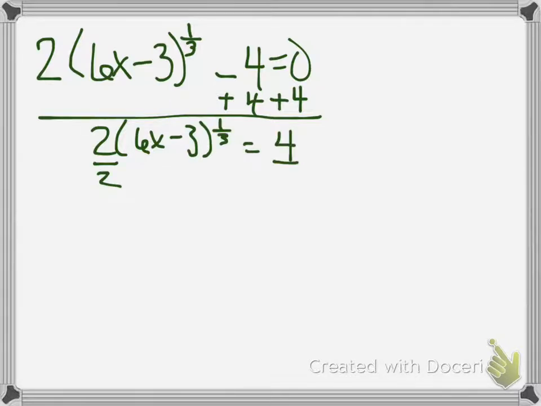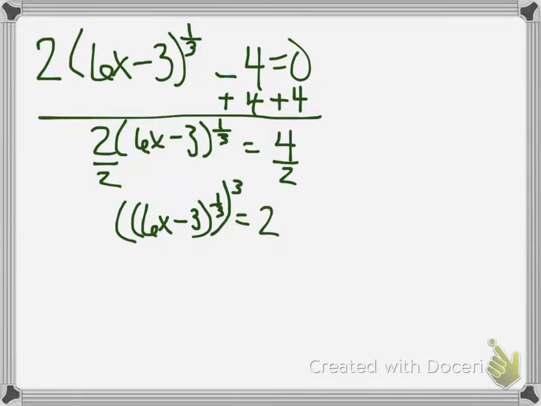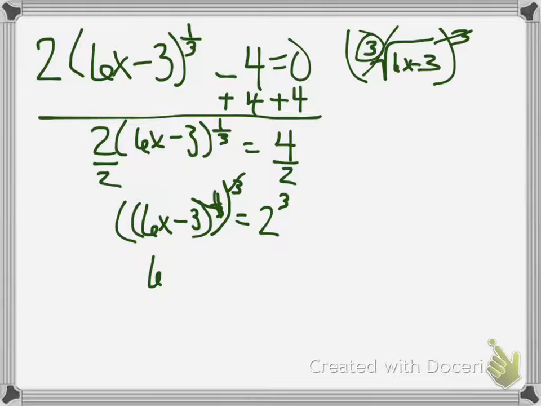Notice here that I'm adding 4 to both sides, then dividing by 2, so I'm getting what's in the parentheses all by its little lonesome. Now I have to get rid of this 1/3, and I can do that by raising to the 3rd power. That's the same principle as if I had said cube root, because remember, this is the denominator, and then I raise that to the 3rd power to get rid of it. So that leaves me with 6x minus 3, and 2 cubed is 8.